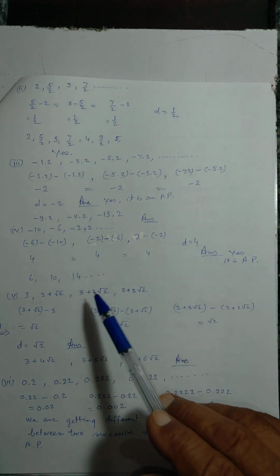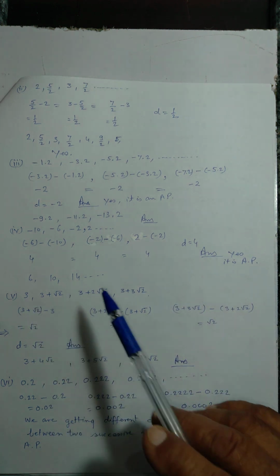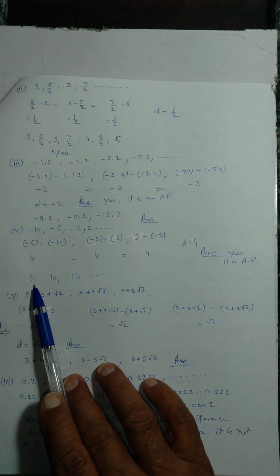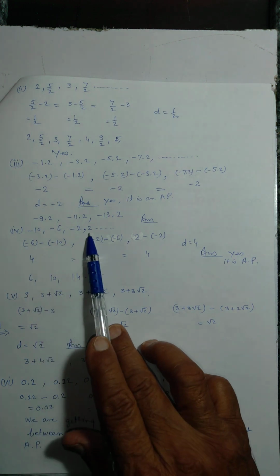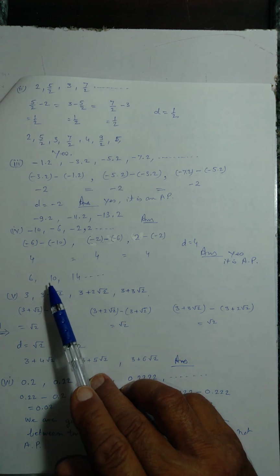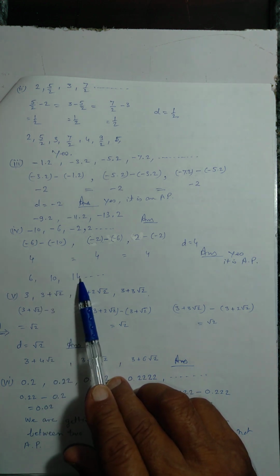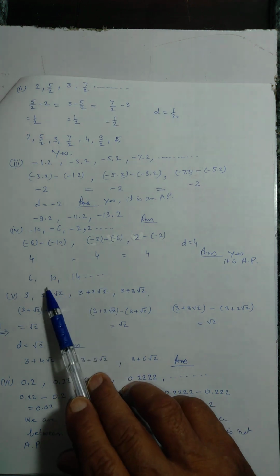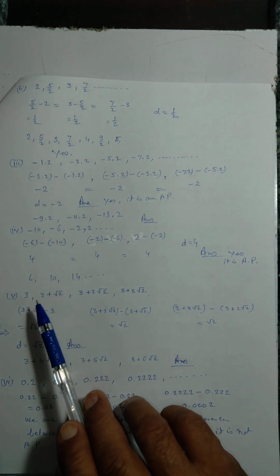So we have to write the next 3 consecutive terms. That will be 2 plus 4, 6. 6 plus 4, 10. 10 plus 4, 14, and so on. This will be the arithmetic progression.